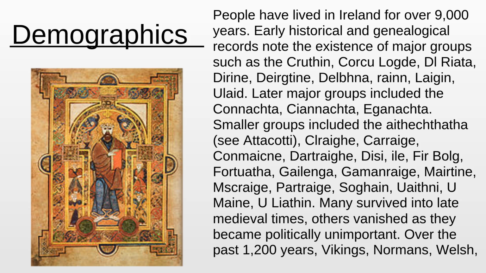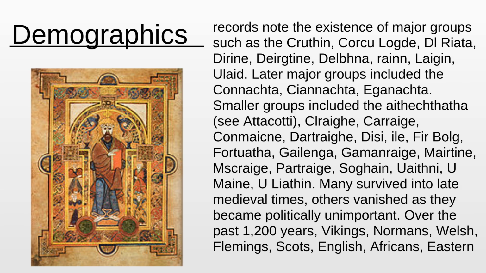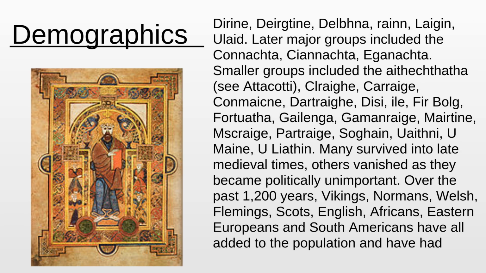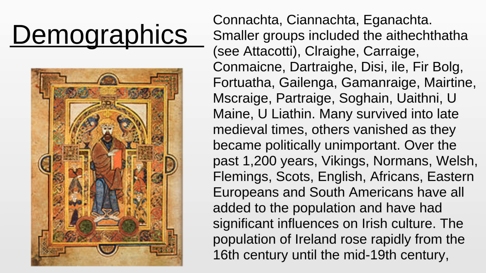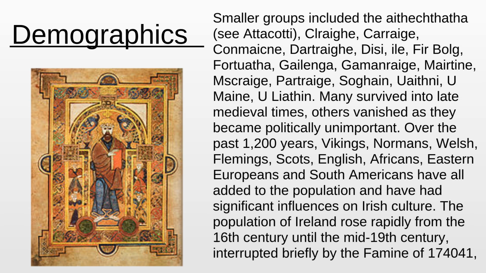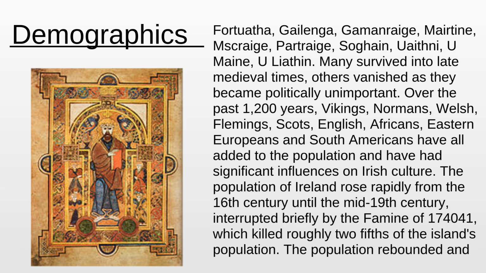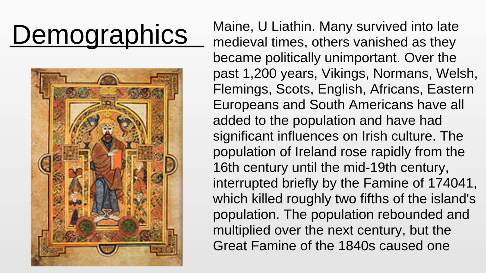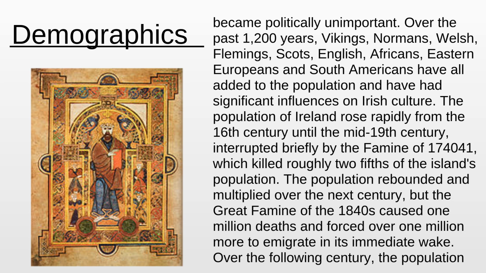Demographics. People have lived in Ireland for over 9,000 years. Early historical and genealogical records note the existence of major groups such as the Cruthin, Corcu Loígde, Dál Riata, Darini, Dáirine, Delbna, Laigin, Ulaid. Later major groups included the Connachta, Cianachta, Eóganachta. Smaller groups included many others. Many survived into late medieval times, others vanished as they became politically unimportant.